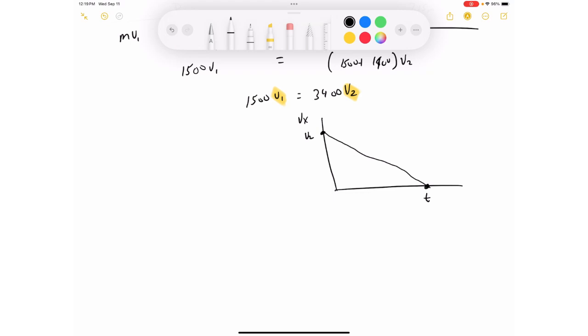Now you might be wondering, how did I know this? Well, first of all, you know the slope is negative because the velocity is going down, so it has to go down. But then the next question is, how do you know that it's linear? Well, it's because there's only one force acting upon it.